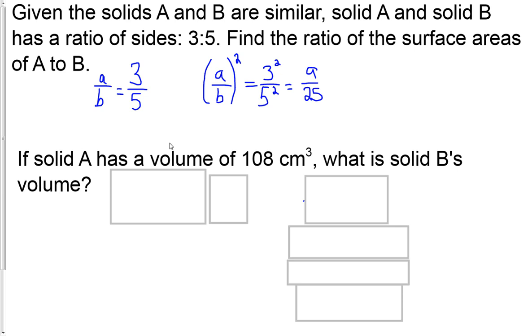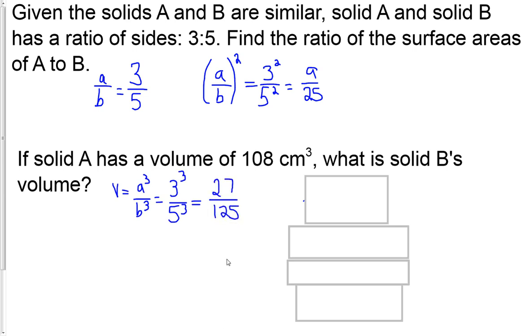If A now has a volume of 108 centimeters cubed, what is solid B's volume? Again, another way we can ask these questions is dealing with the surface area or dealing with volume. So now we want cubed because we're dealing with volume. So 3 cubed over 5 cubed, what we just did last slide, is 27 over 125. And now I'm going to set this equal to 108 over the volume of B.